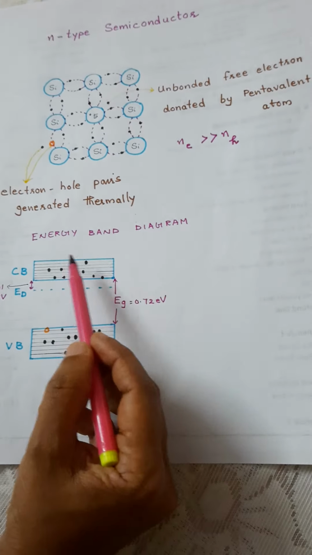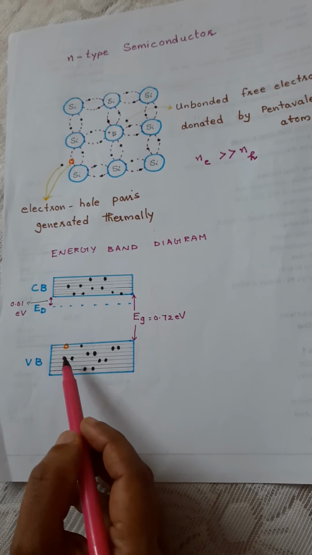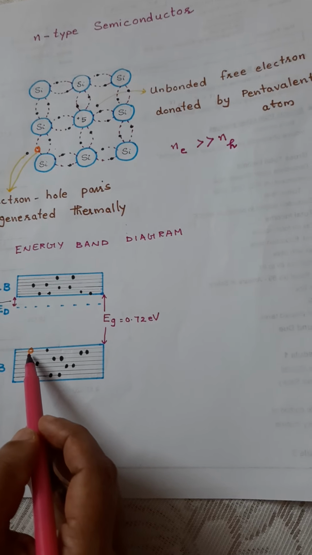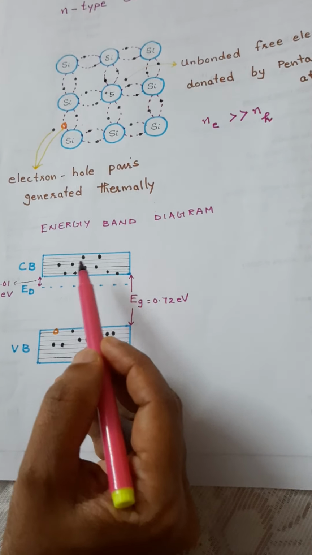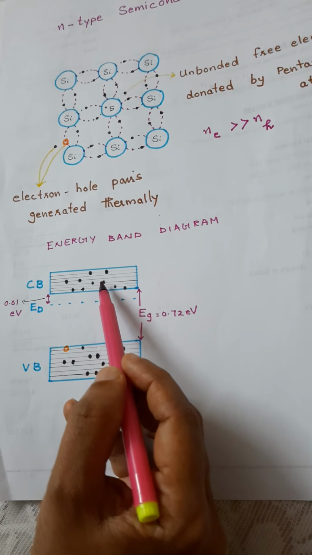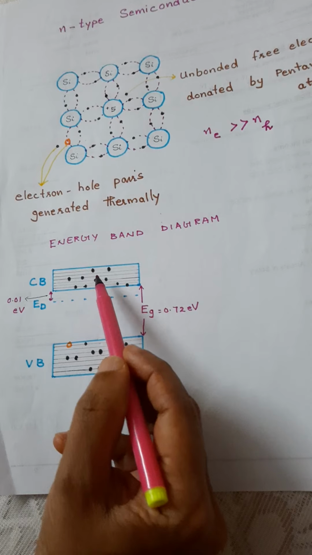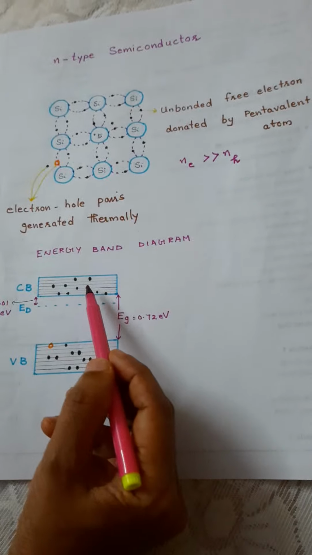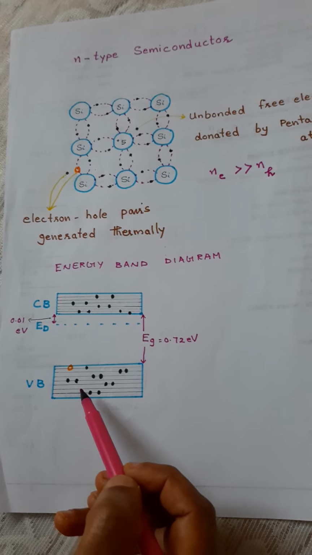And let us see the energy band diagram. This is the valence band. In valence band there are electrons and holes. And conduction band contains free electrons, and the number of free electrons is greater. These are the electrons donated by the impurity atoms as well as the electrons produced by the bond breaking. So the number of electrons in the conduction band, or the number of free electrons, is very much greater than the number of holes in the valence band.